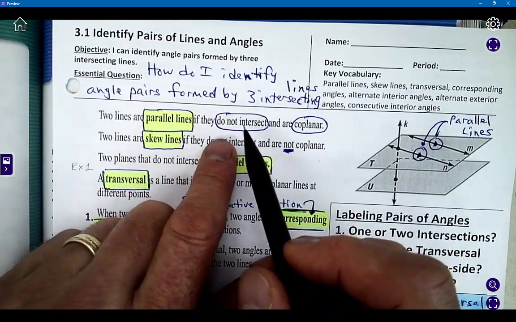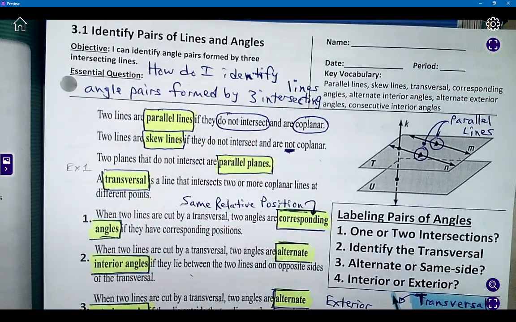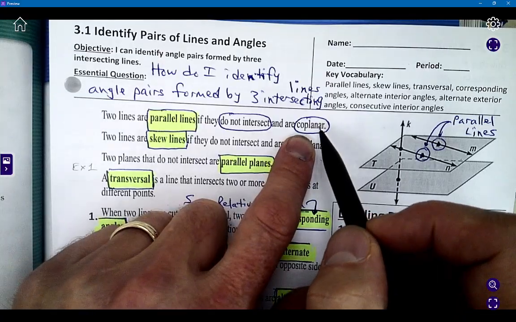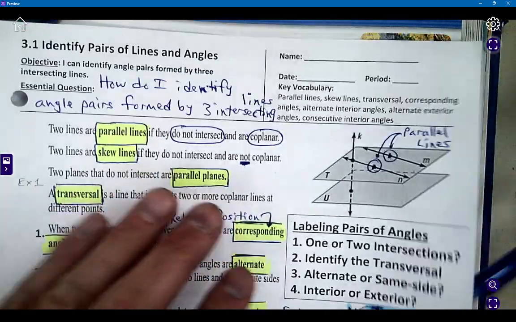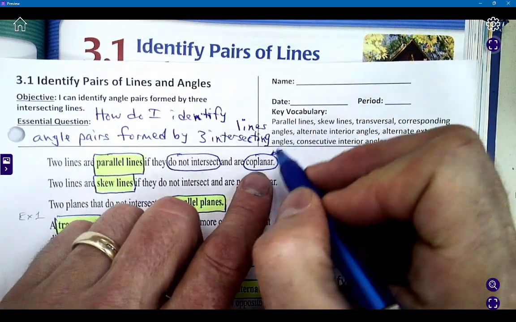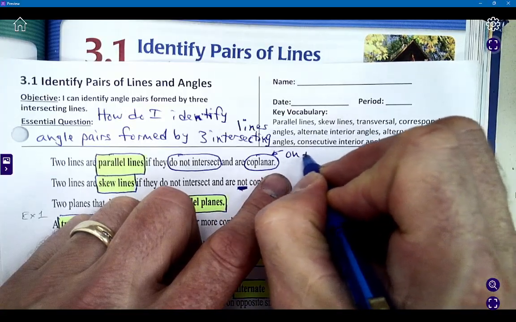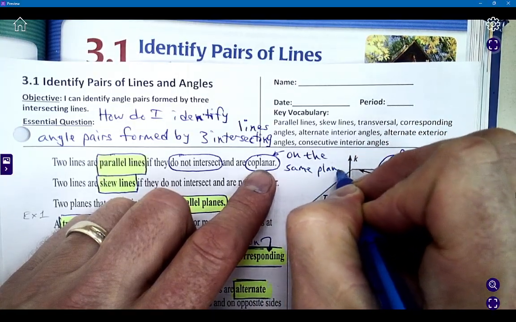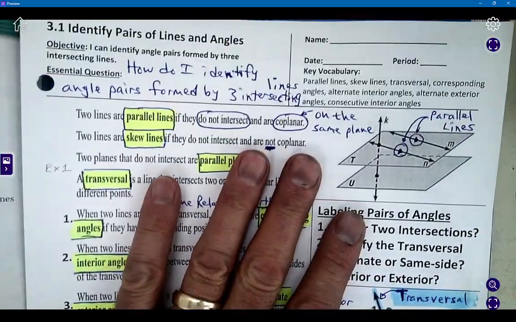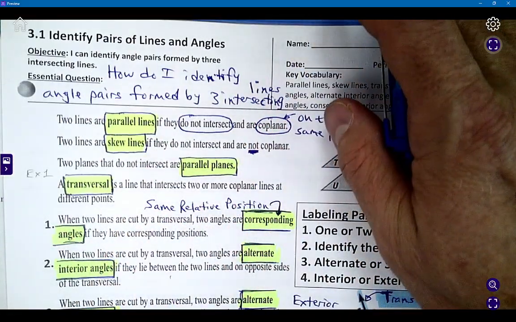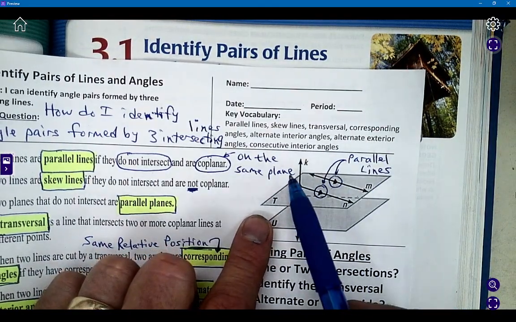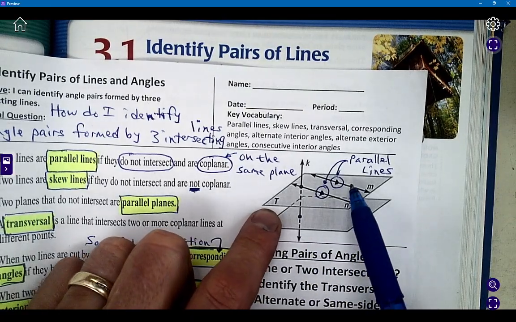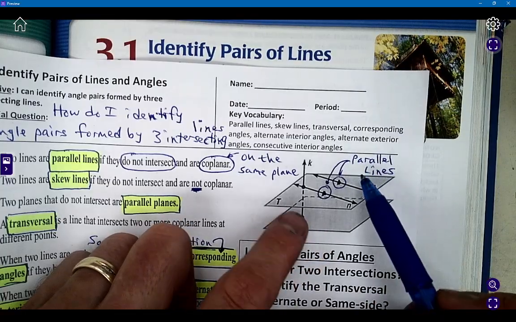Parallel lines not only do not intersect, meaning they don't cross each other, but also they are coplanar. They're on the same plane. So maybe we should write that in there. Coplanar means on the same plane. Like this sheet of paper can represent a plane. It's a flat surface. Also, the way we draw it in geometry is like this parallelogram. This is plane T. It's a two-dimensional surface that continues forever in all directions.